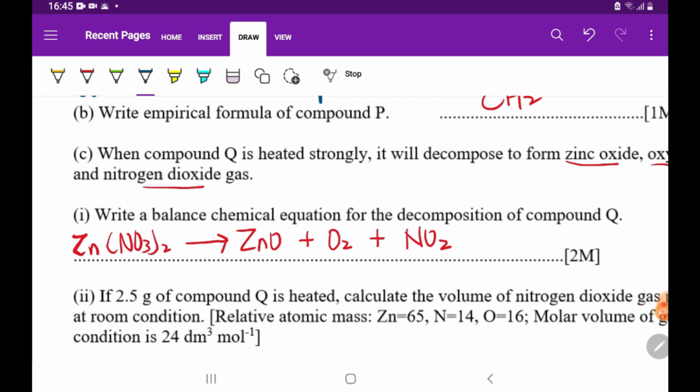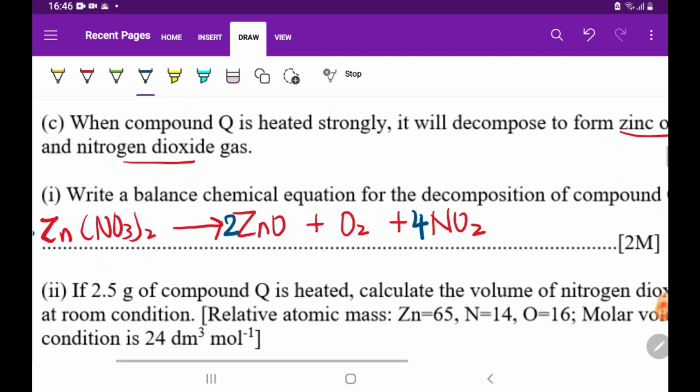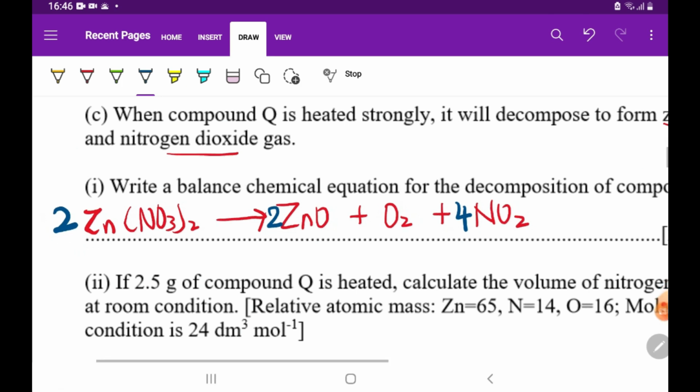So nitrate here, okay, 2 times 2, let's see. Oxygen, we have 6 here. Okay, let's say we times 2 here. Oxygen becomes, so zinc also times 2. Nitrogen 2 becomes 4, so meaning set 4. Okay, so it is balanced already. We have tried this before actually.